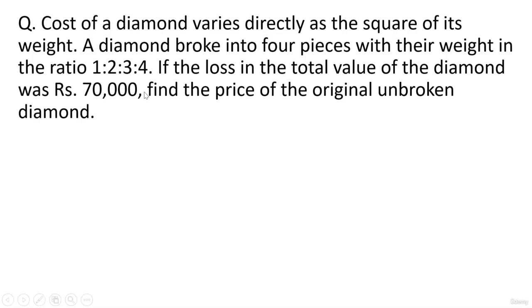Okay. So now the diamond is broken in the ratio 1 is to 2 is to 3 is to 4. That means before breaking, what would the total weight have been? Let's say 4 plus 3 plus 2 plus 1, which is 10 units. For these 10 units, the weight is, let's say, 10. What is the price? The price is proportional to the square of its weight. So the price is proportional to 10 squared, which is 100. So we can say that the price is 100 units for the entire diamond before breaking.